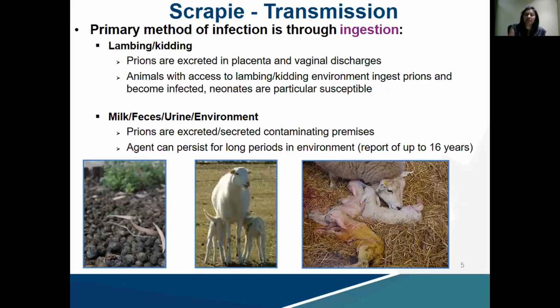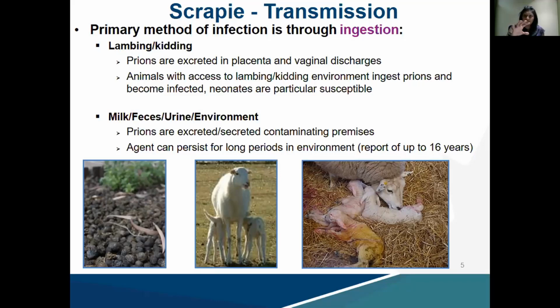The main method of infection is through ingestion. So they're taking it in primarily orally. And the two key avenues are around the time of lambing and kidding. Prions are excreted in the placenta and vaginal discharges, so any animal that has access to a lambing or kidding environment can ingest the prions and become infected. Neonates are particularly susceptible, as they are to many things.